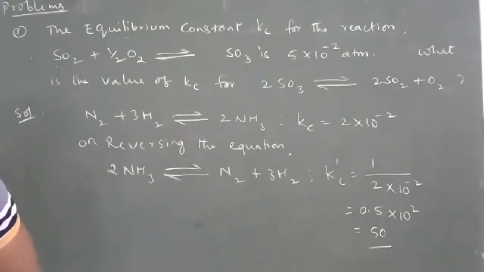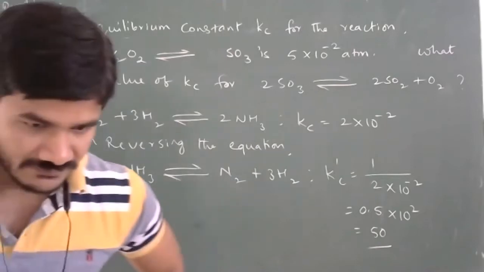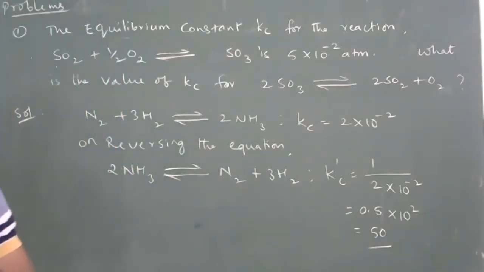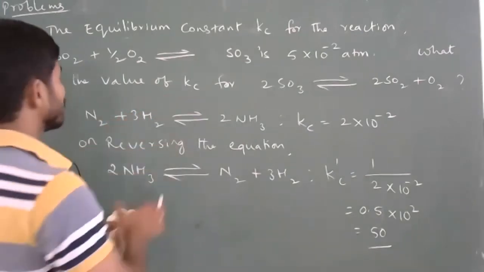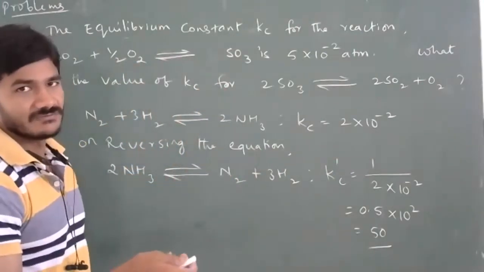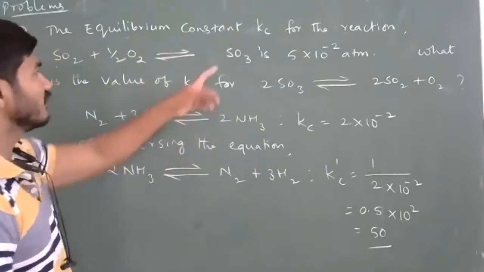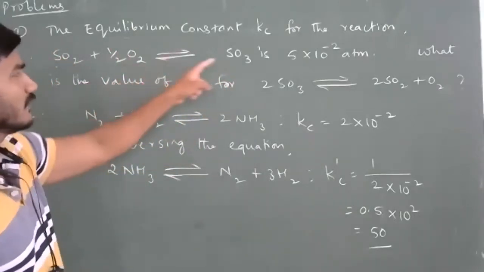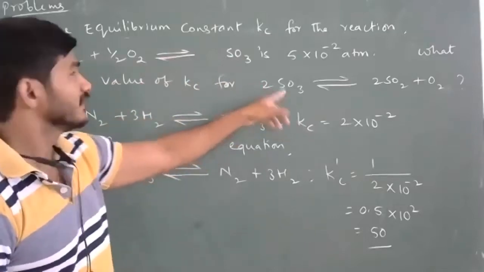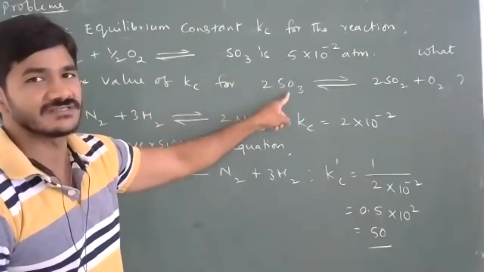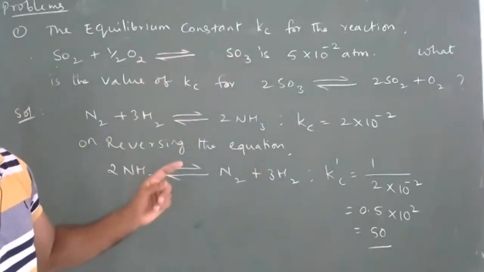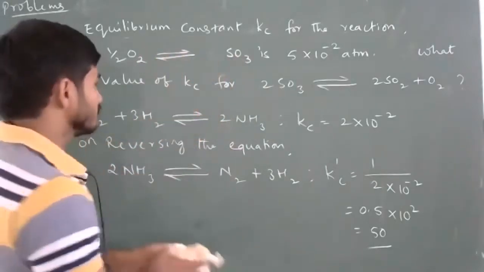Yes, wrong. Check it once. So we don't get this equation from this directly in one step. We have to do two steps. First we have to reverse. You see, SO2 plus half O2 gives SO3. Here SO3 is on the right side, and here SO3 is on the left side. So first what we have to do is reverse the equation.